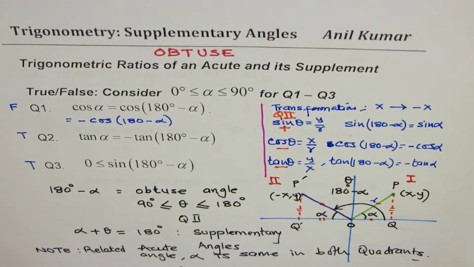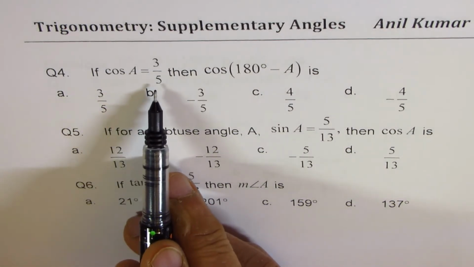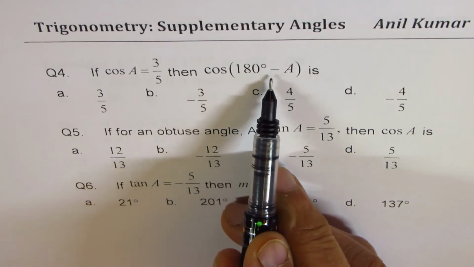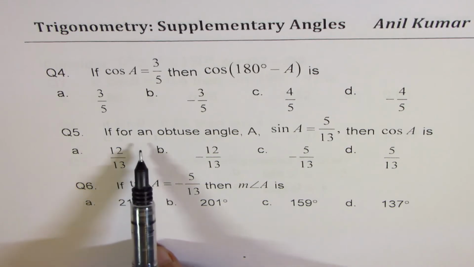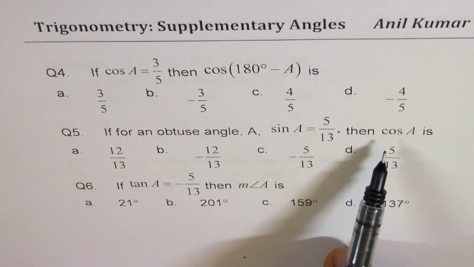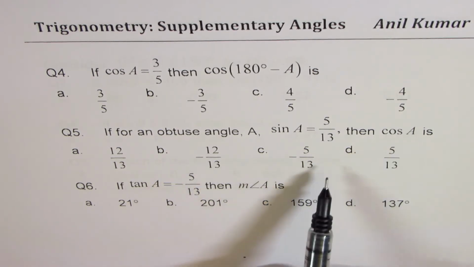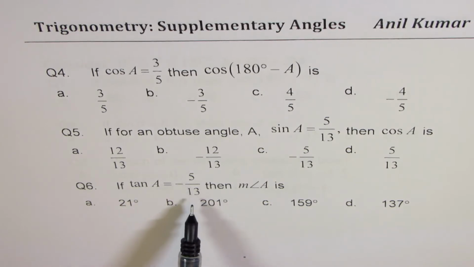Okay, let's move on. Question number 4. If cos A equals 3 over 5, then cos of 180 degrees minus A is what? Question number 5. If for an obtuse angle A, sin A equals 5 over 13, then cos A is what? Question 6. If tan A equals minus 5 over 13, then the measure of angle A is... I'd like you to pause the video, copy these questions, answer, and then look into my suggestions.